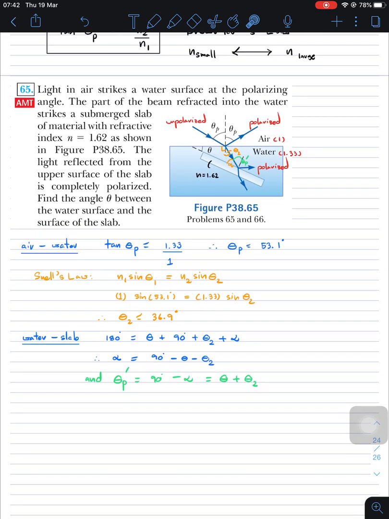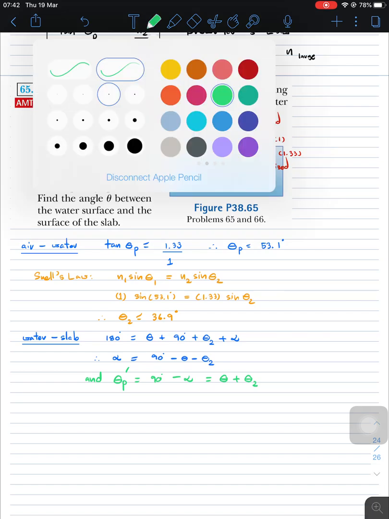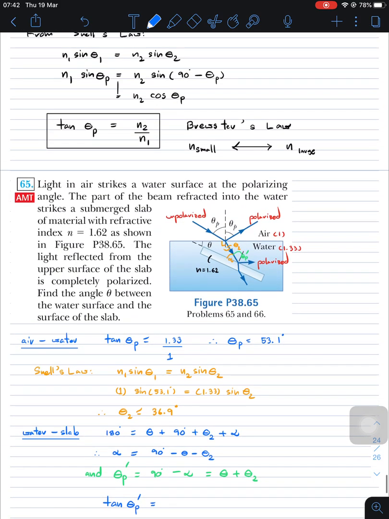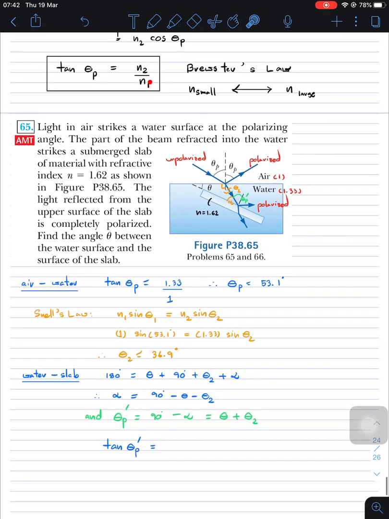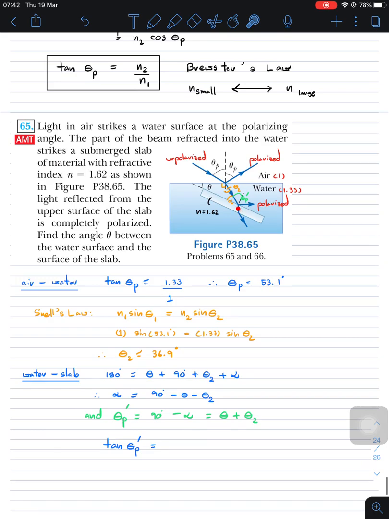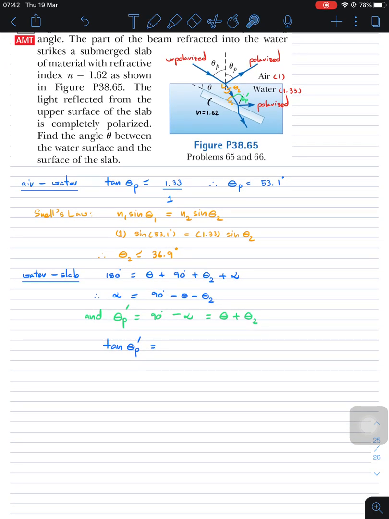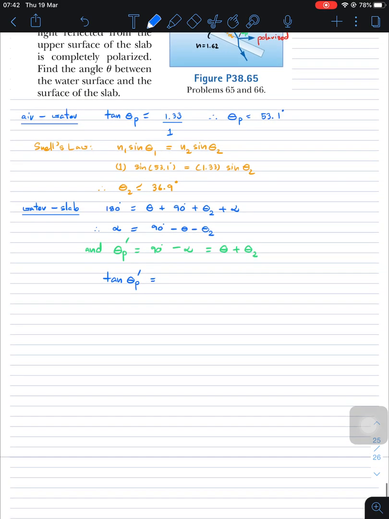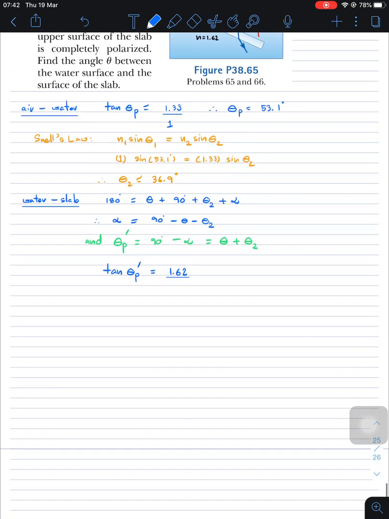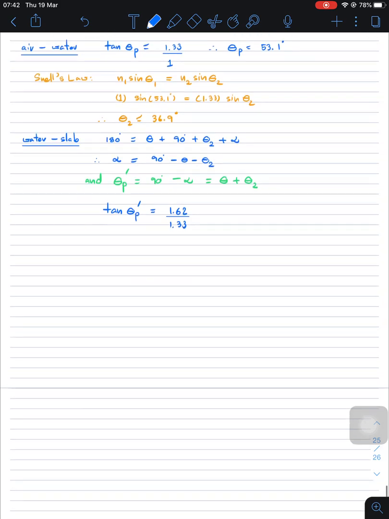So now we can use Brewster's law to get the condition between the tan of theta p prime and the refractive index between these two media. Then from the equation, tan of theta p prime equals n2 over n1. N1 is for the incident light. So for this interface, the incident light is in the water, and n2 is for the refracted light, which is the slab here. We know that the slab has a refractive index of 1.62, over the incident one, which is the water, 1.33, right?